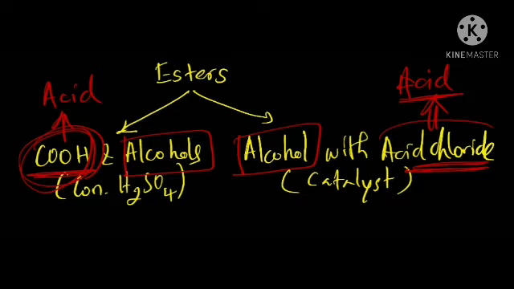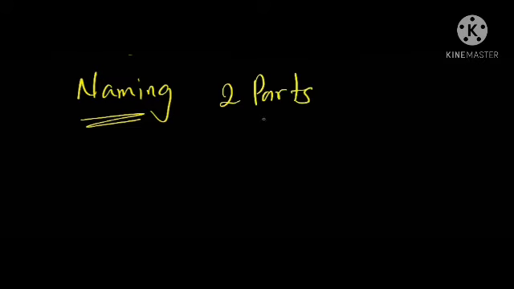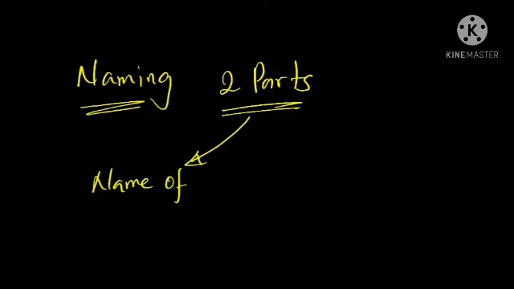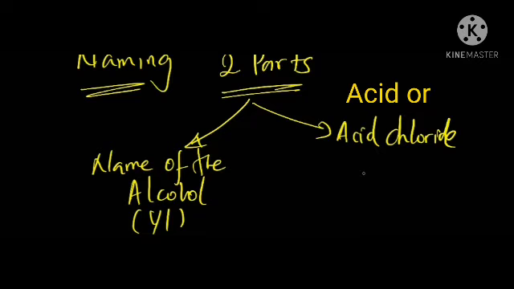So now, before we jump into the reaction, I believe it is quite crucial to know how to name this compound, for it will help you to figure out the two parts in the ester without any confusion. So there are two parts in the name of the ester. The first part consists of the part of the name of the alcohol used to form the ester, which ends with the suffix -yl, whereas the other part consists of part of the name of the acid or the acid chloride used, which ends with the suffix -oate.